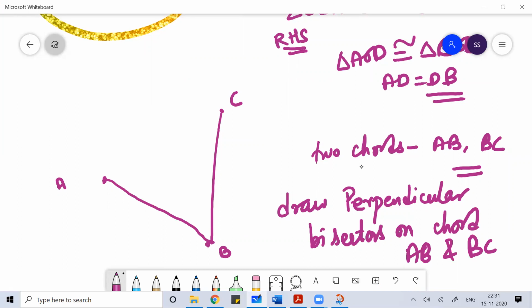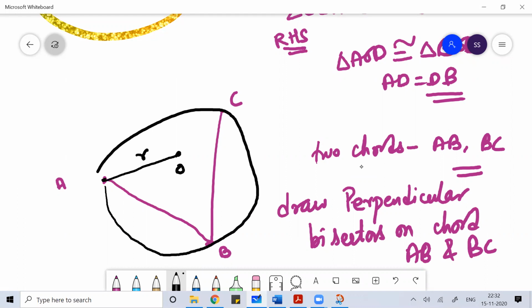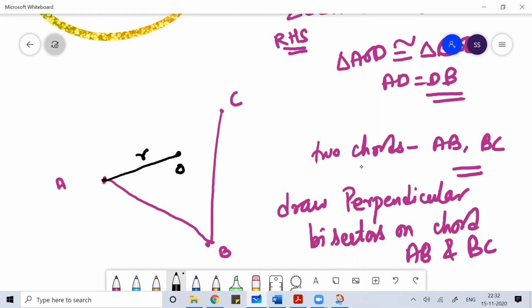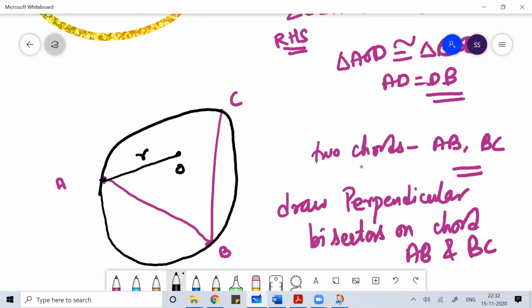Once you get the center of the circle, put one end of the compass at O, and put your pencil on A, considering OA as the radius of the circle. Okay, and then draw the circle.